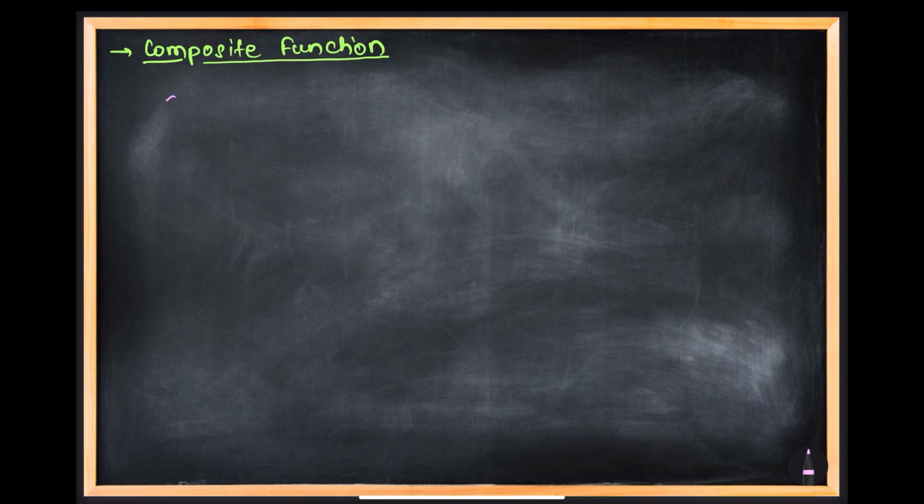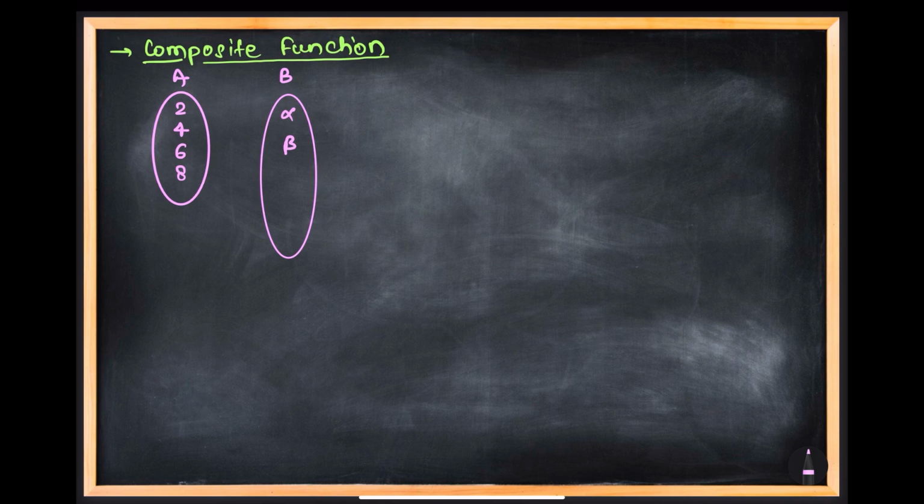Suppose that we have set A, which contains 2, 4, 6, 8. We have set B, which contains alpha, beta, gamma, delta. Okay. So suppose this is function f. So we have function f.